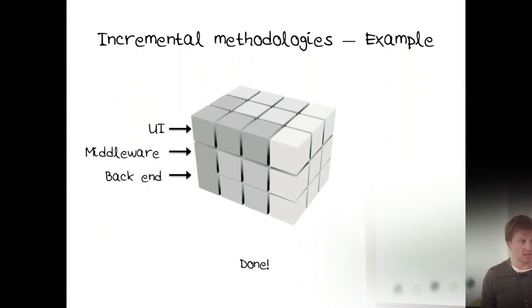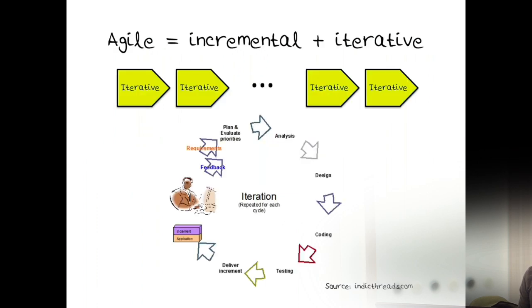So iterative: do something simple, show it, get feedback, modify. Do that until you're done. Incremental: you take a piece of functionality. And now agile is simply the combination of those two, incremental and iterative. You take a piece of functionality, you iterate until you get that right, and then you move on to the next piece of functionality, iterate until you get that right.